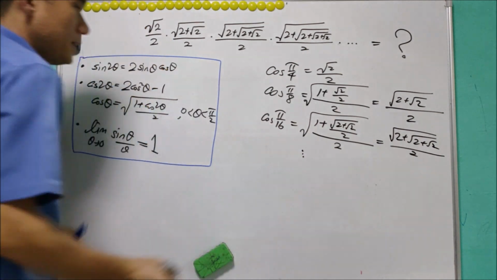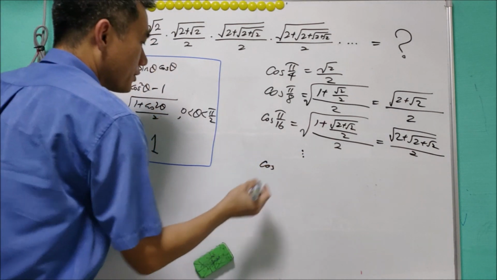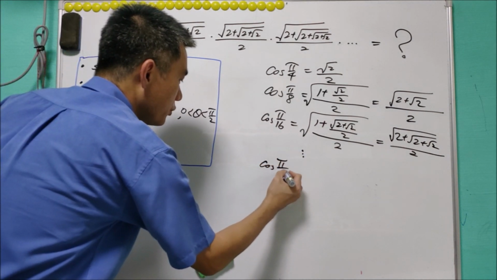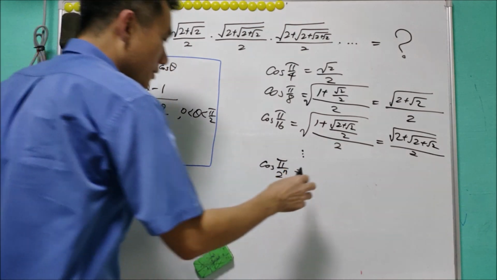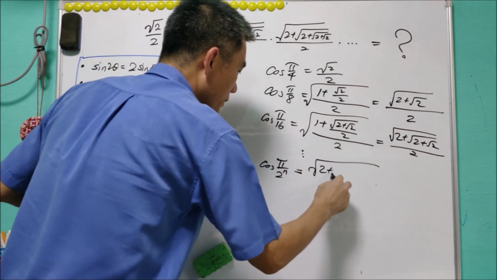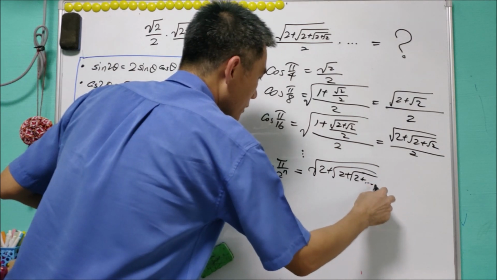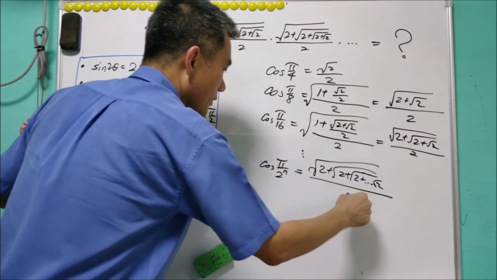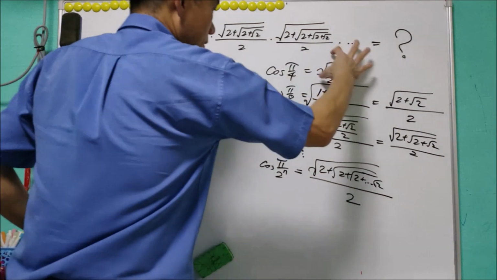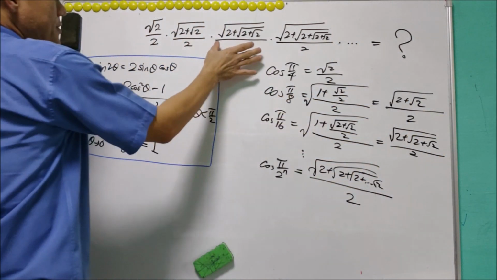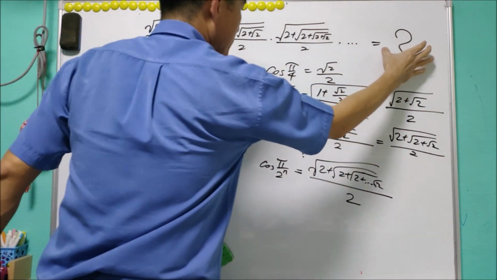And we can see from here that if we have cosine pi over 2^n, then it will in fact equal the square root of 2 plus square root of 2 plus square root of 2 and so on, over 2. This is what we have for the left hand side. What will it be then?